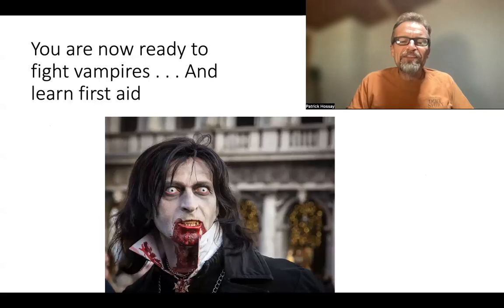So that is basically the circulatory system. You now have all the information you need to be a vampire and live off the blood of others, or begin to treat people with first aid.